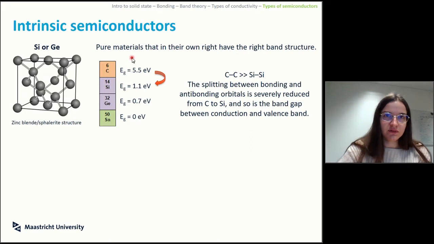But as you go down in the group, you can see that the band gap energy changes even though you are in the same group. So carbon in its diamond form will have a band gap of way more than 4, like 5.5 electron volts, impossible to jump with just thermal energy. When you go down to silicon or germanium, this decreases by a factor of 5, so you go to 1.1 electron volts or 0.7 electron volts. So this is easy to jump with just thermal energy.